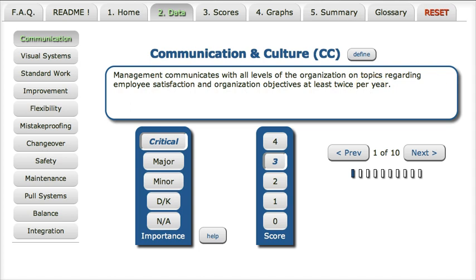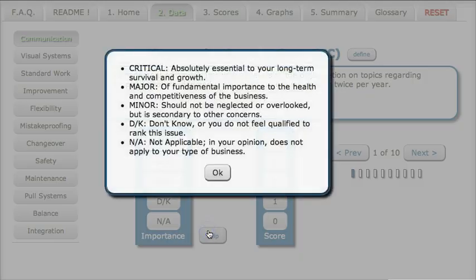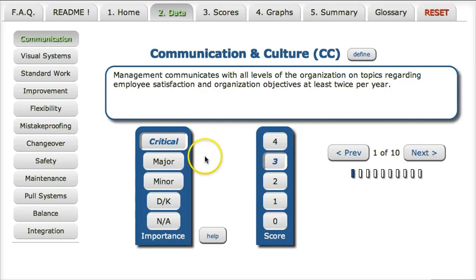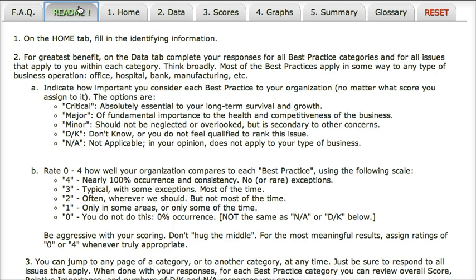For each of the best practices in a category, the team needs to reach consensus on how we rate the relative importance of that issue to the organization, and also how well we perform with respect to it. The Help button brings up a quick reminder for staying consistent in our ratings of importance. And at any time, we can jump over to the full set of instructions.